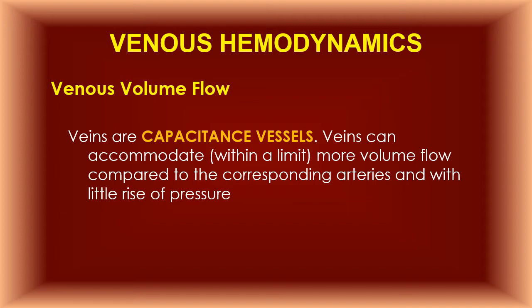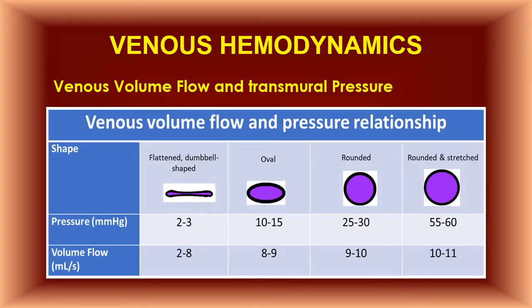When you come to the function of the venous circulation, we need to know something about the veins. They are called capacitance vessels. Capacitance because they can accommodate, of course within a limit, much more volume flow compared to the corresponding arteries, even though they have little or no rise of pressure. So how are veins called capacitance vessels? Because they can change their shape to accommodate more blood.